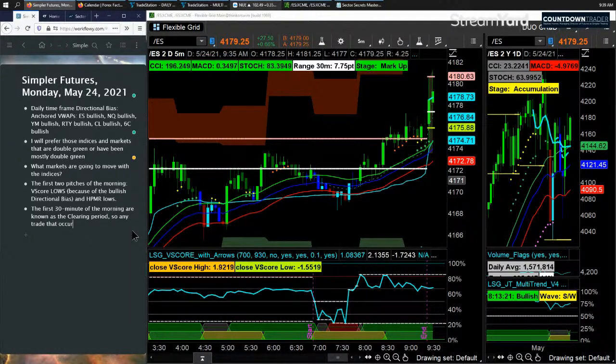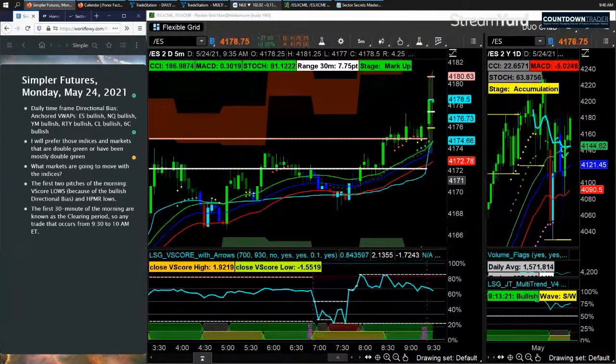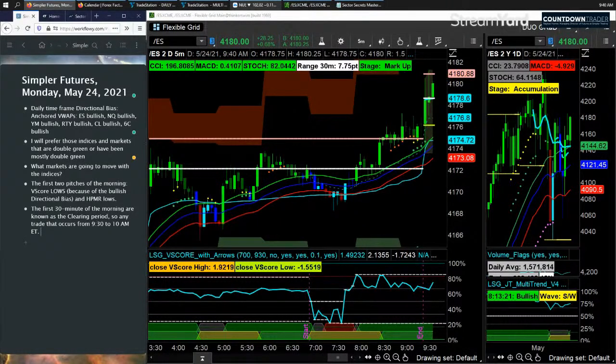So any trade that sets up from 9:30 to 10 a.m., consider aggressive. Aggressive trades should be taken with options, either the index or the ETF alternative. They should be taken with smaller size, right? And you really do need to remember that it's just not a bad time to trade. It's just a volatile time to trade. So keep that in mind.